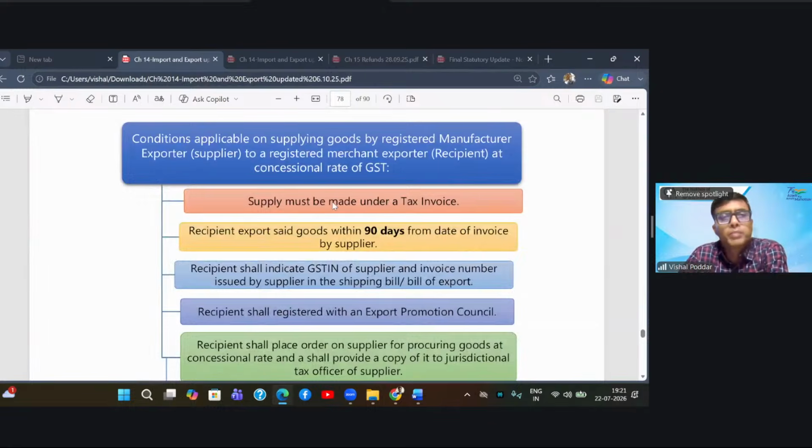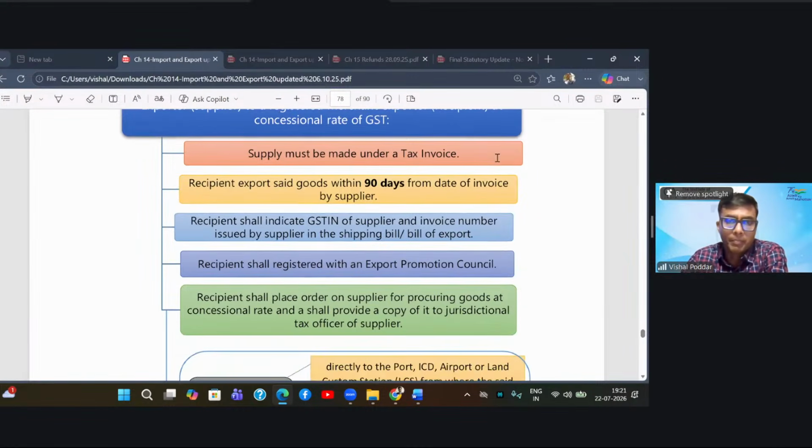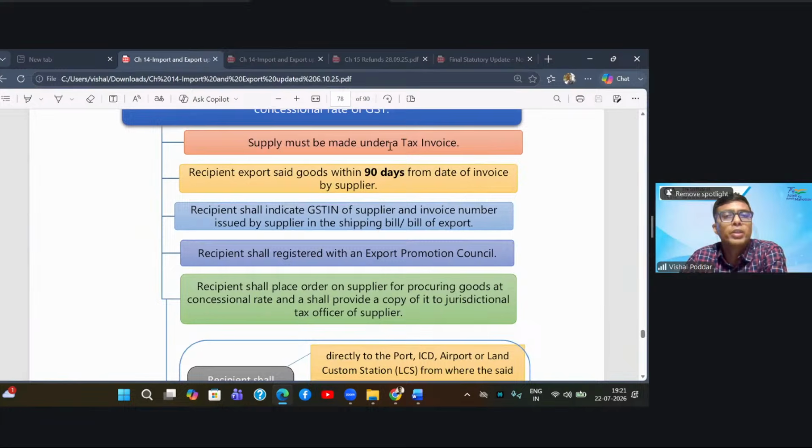Now, what are the special conditions applicable if I have to follow this merchant exporter route? So in such cases, we both should be registered. Myself, that is, I am the manufacturer exporter, and the person to whom I am selling, who will make the ultimate export, that is the merchant exporter. Both are required to be registered. Now, I will be issuing a regular tax invoice when I'm selling these goods to the merchant exporter, who should have actually exported these goods within 90 days from the date of my invoice.